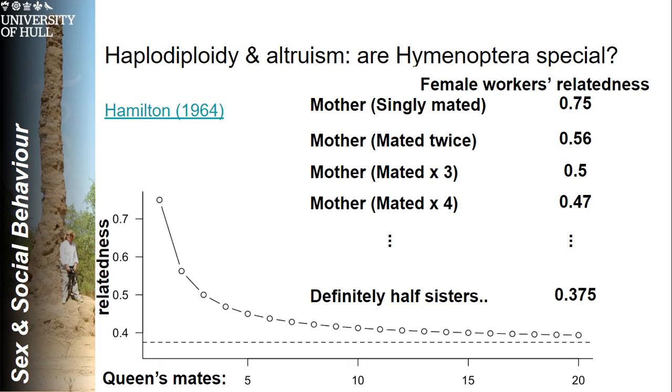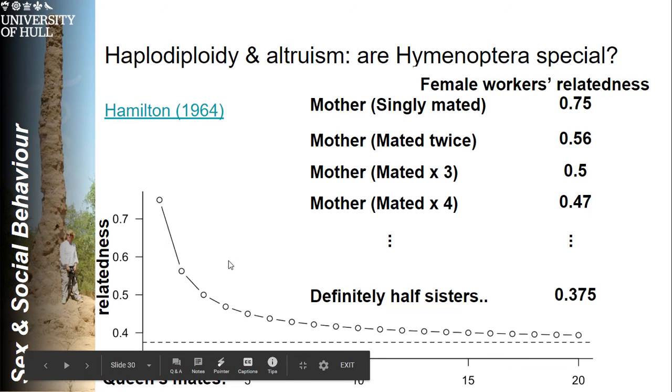Here, this graphically shows the same thing: the number of times the queen has mated versus the average relatedness to your female colony mates. It asymptotes towards 0.375. Your own offspring, of course, you would be related to by 0.5, which is here. So in fact, the queen has to mate only about 2 to 3 times before you favour your own offspring over the queen's offspring.